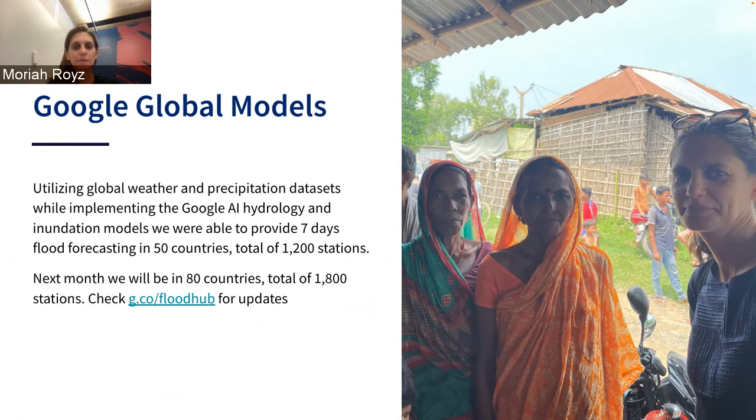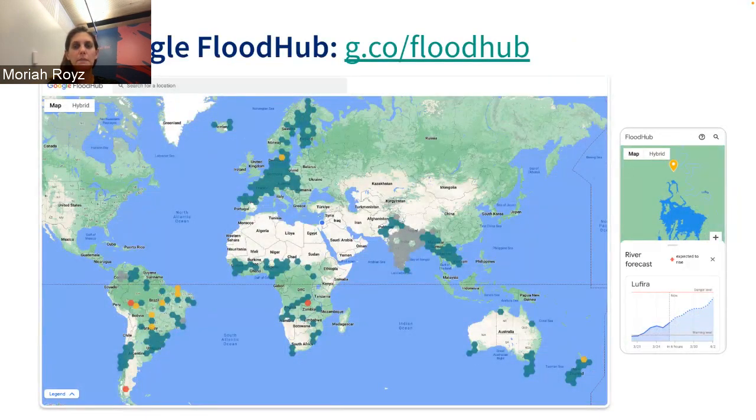Next slide, please. So this is the map of the Flood Hub. All the areas that are in green, yellow, red, or gray are the areas that we have flood alert models at. We have different models, different situations, but all this information is available for everyone.